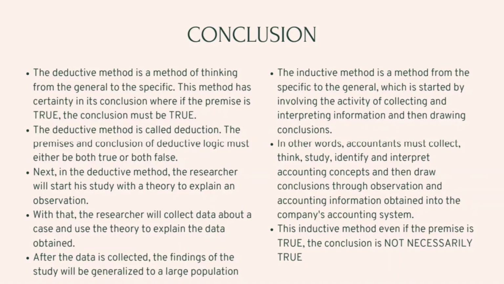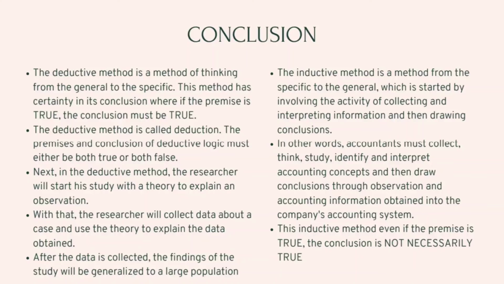In conclusion, the deductive method is a method of thinking from the general to the specific. This method has certainty in its conclusion, where if its premise is true, the conclusion must be true. The deductive method is called deduction. The premise and the conclusion of deductive logic must either be both true or both false.